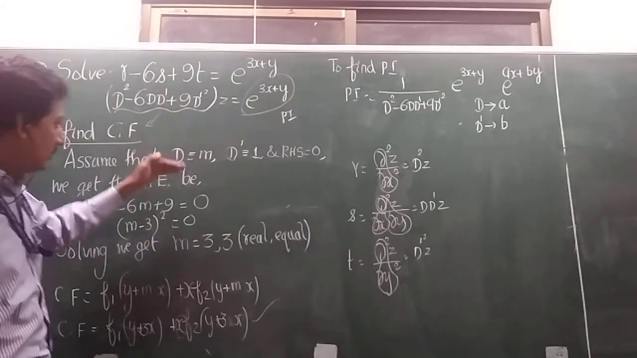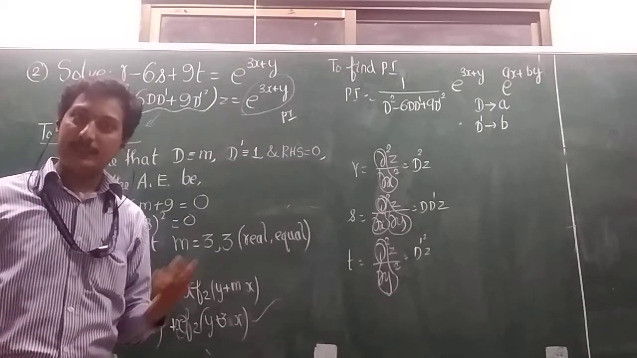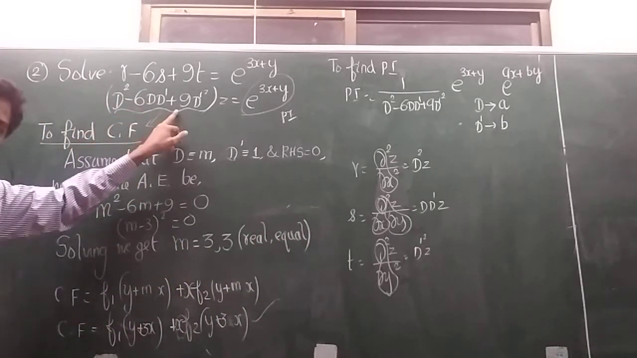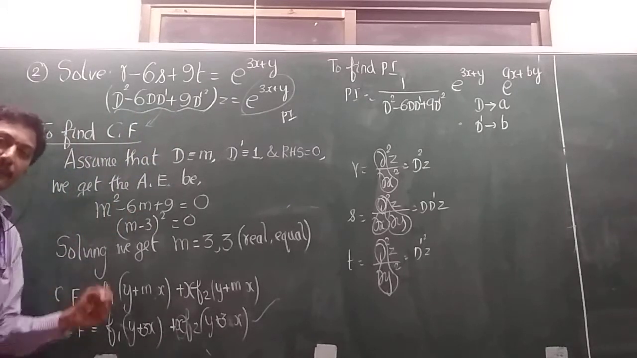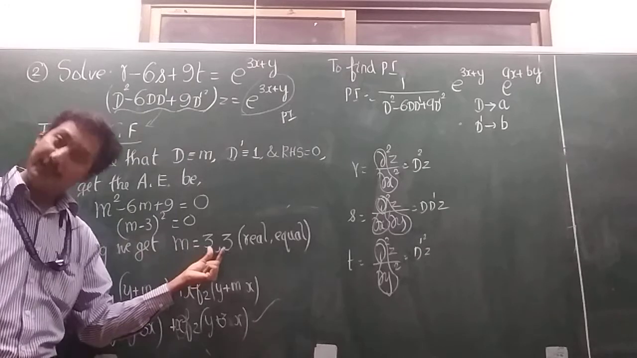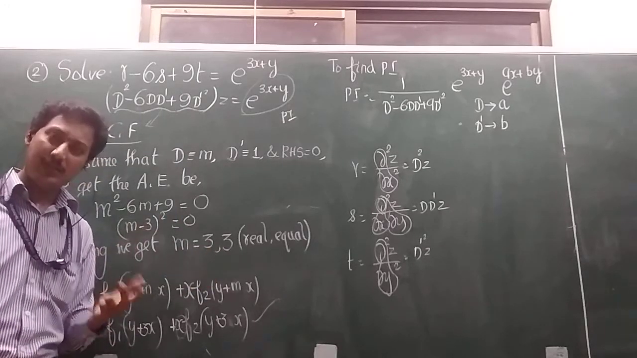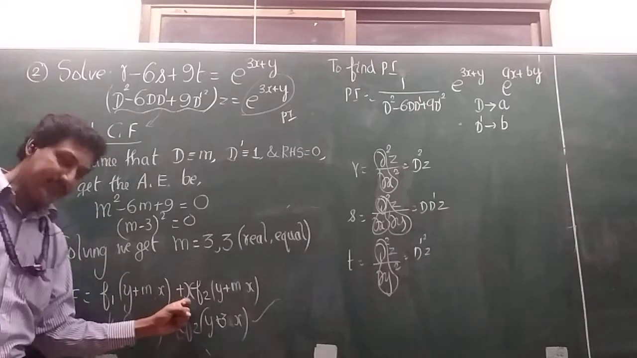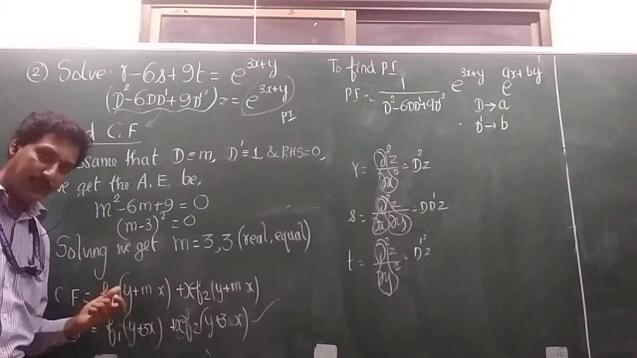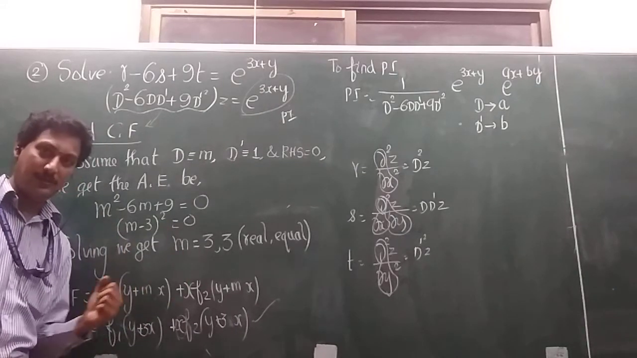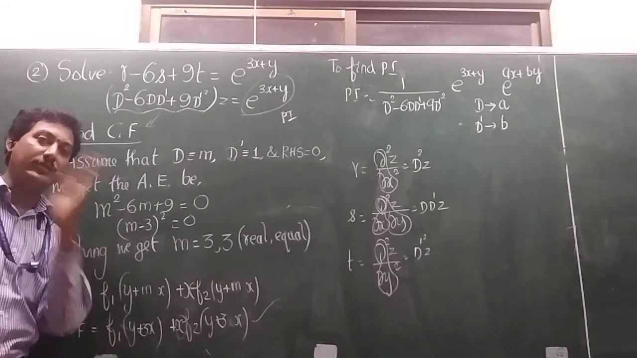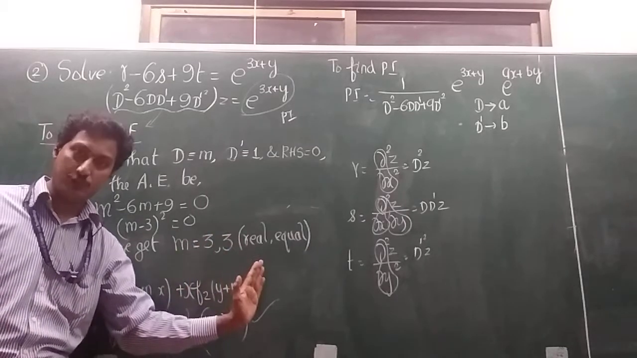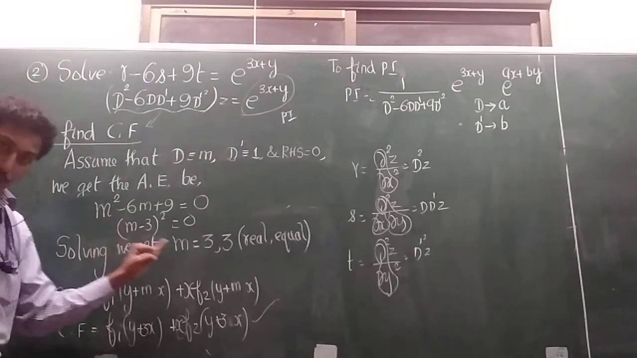Now, after replacing D by m and D' by 1 and assuming the right hand side is 0, we get the auxiliary equation m squared minus 6m plus 9 equal to 0. If I solve this equation, I get the two roots, namely 3 and 3. They are equal. If they are equal, the procedure is multiplying 1, x with any one of the functions. Multiply x because it is repeated twice. Suppose it is repeated twice, we can multiply up to x squared: first term x to the power 0, second one x to the power 1, third one x to the power 2.